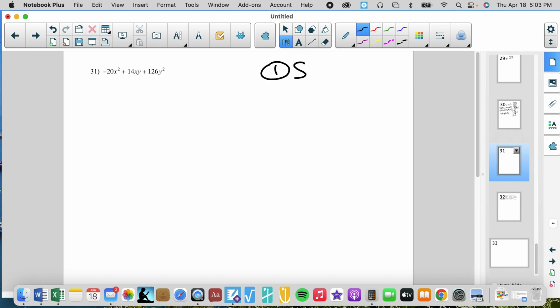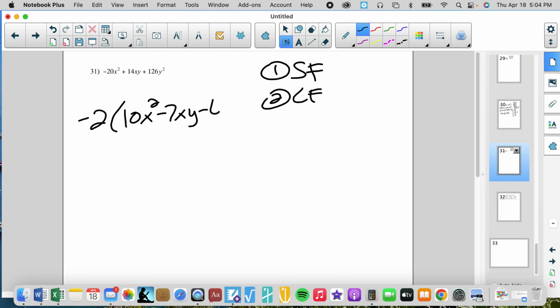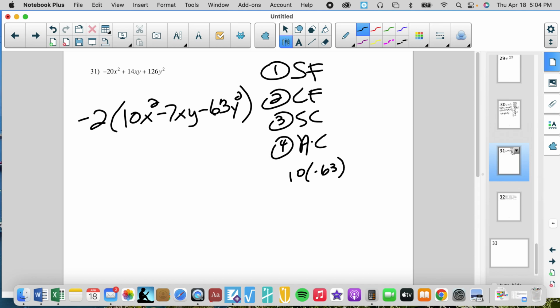All right, here we go. Standard form, yes. Common factor, yes. Negative 2. You get 10x squared minus 7xy minus 63y squared. Special case, no. A times C, yes. 10 times negative 63, negative 630. Signs are different, makes subtraction.